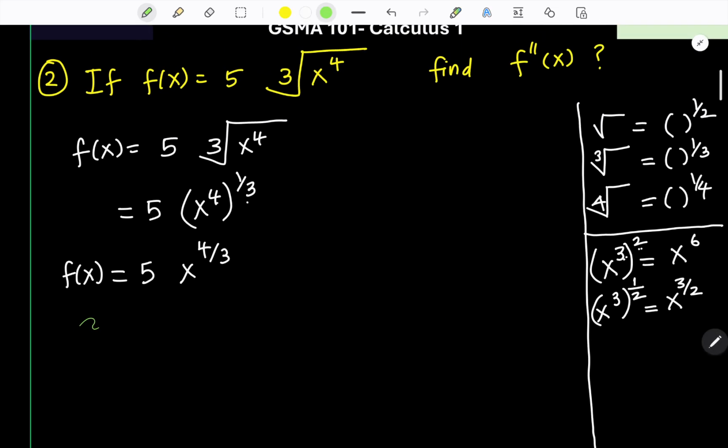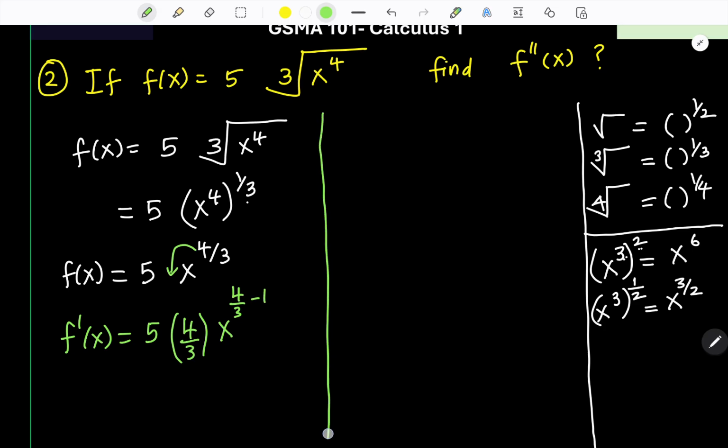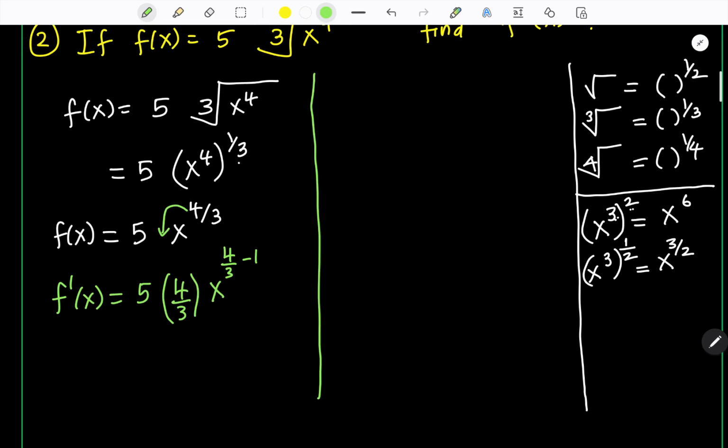The first derivative is f dash of x, which is equal to 5 will be there. You will take this 4 by 3 down. x to the power of 4 by 3 minus 1. So this equals 5 times 4 is 20 divided by 3. x to the power of 4 by 3 minus 1.